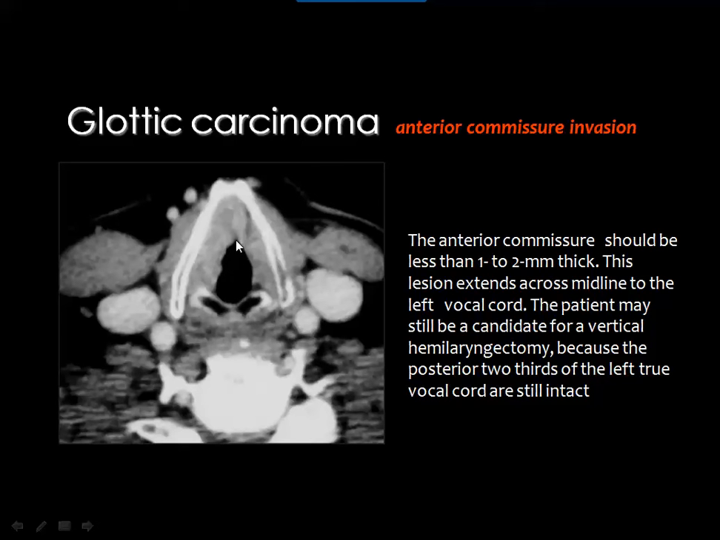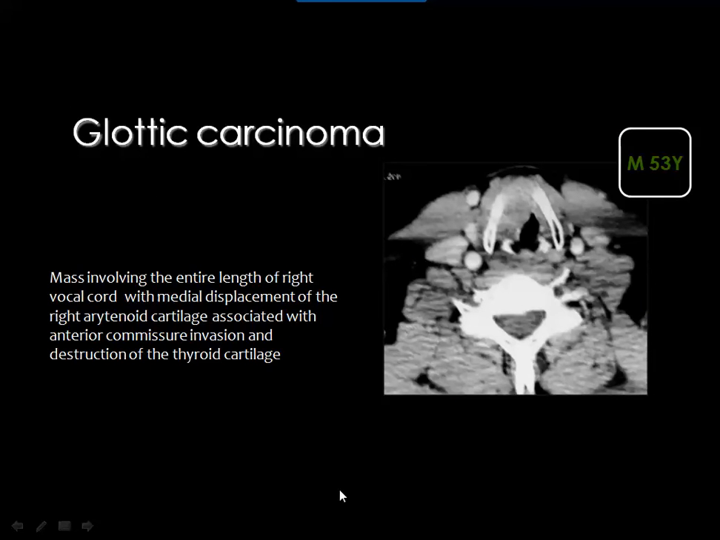Whenever it is normal, the thickness of the anterior commissure should not exceed a few millimeters, 2 or 3 millimeters, the distance between the cartilage and the air. This is the thickness of the anterior commissure. But here, you can see the anterior commissure is more than 1 centimeter, meaning that there is involvement of the anterior commissure. And this is also a glottic carcinoma.